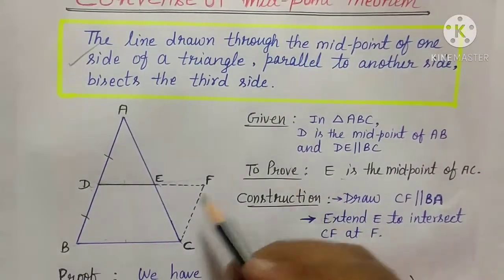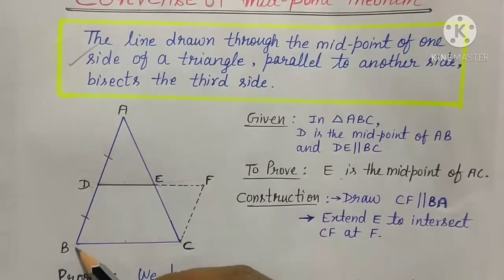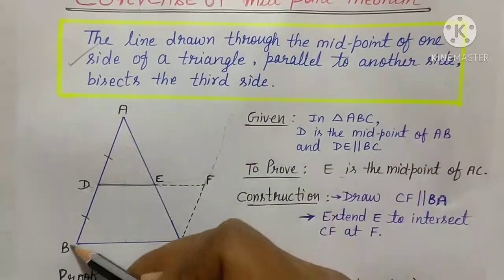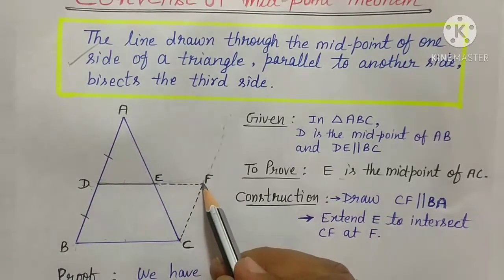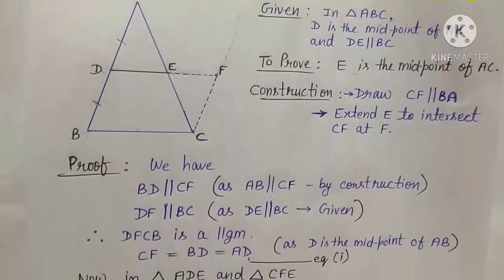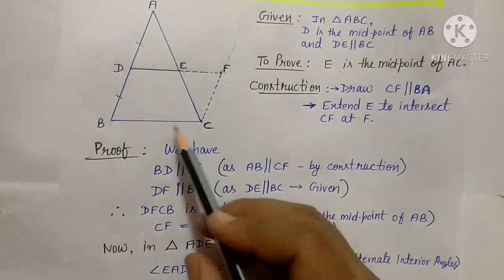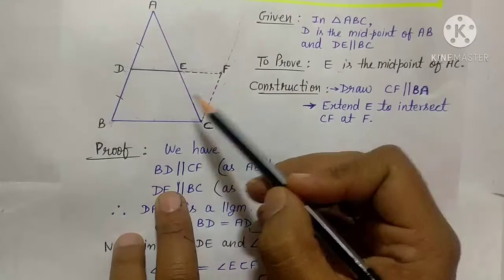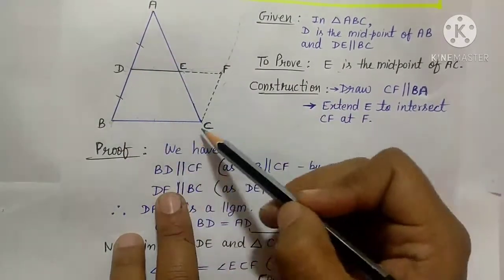So we have done some little construction: we have drawn CF, which is parallel to BA. Then we have extended DE to point F. Now we have BD parallel to CF. Why? Because BA is parallel to CF, and BD is a part of AB only, therefore BD is also parallel to CF.